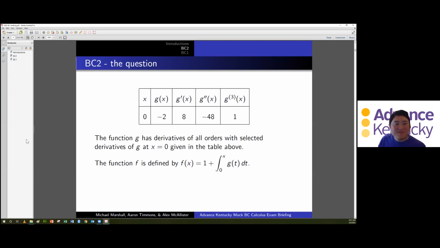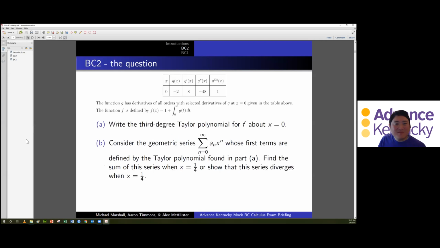All right, so let's dive into BC2. What do we do for this question? We're given a function g that has derivatives of all orders, and we tell students the values of the derivatives at x equals 0 at select points. And then we define this other function f, 1 plus the integral from 0 to x of g of t. All the questions are about playing with these two functions.